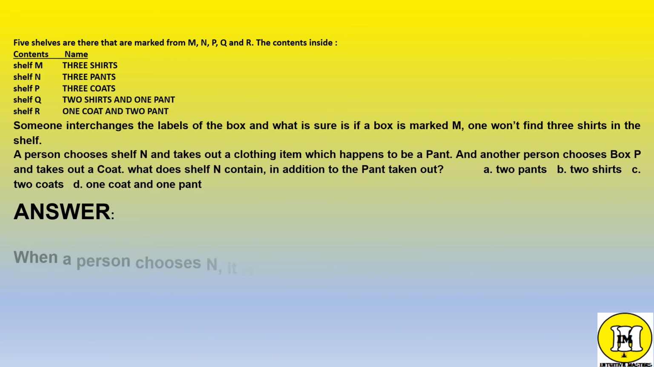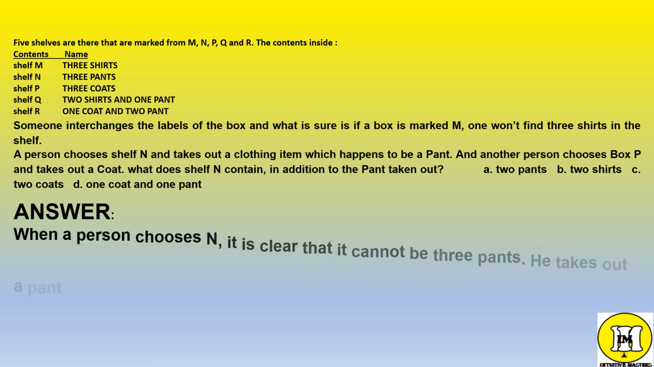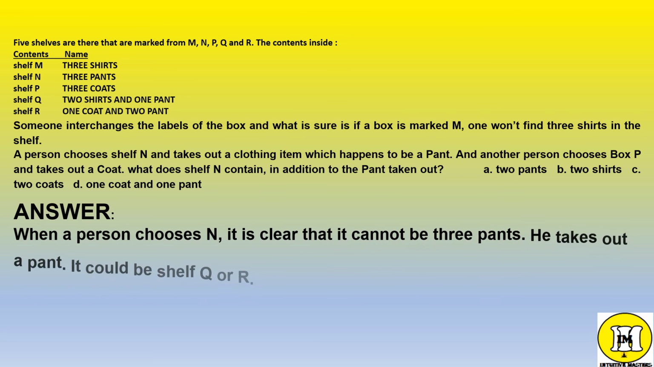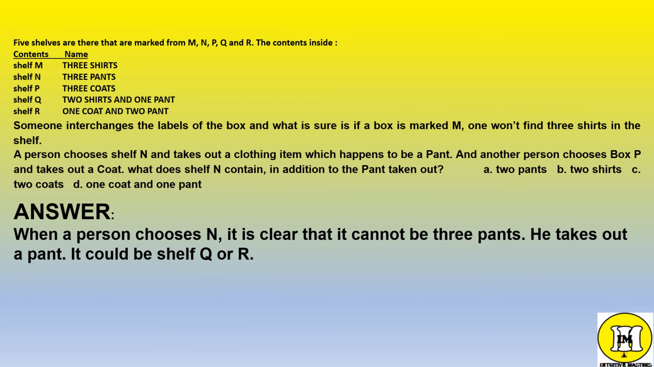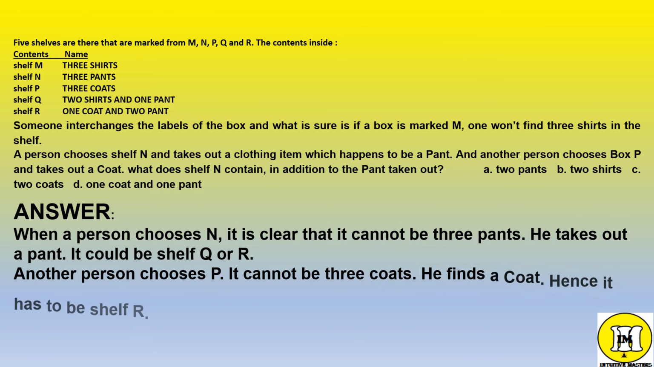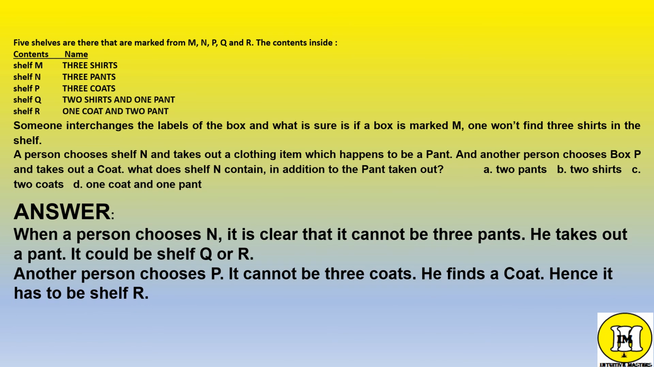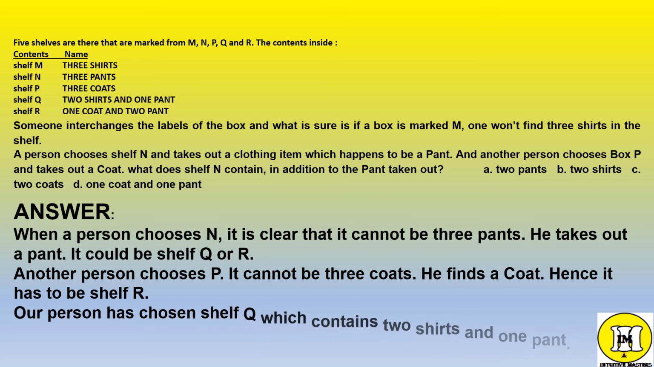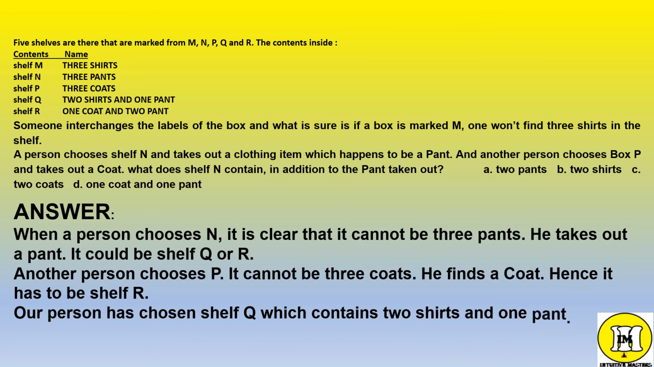When a person chooses N, it is clear that it cannot be 3 pants. He takes out a pant. It could be shelf Q or R. Another person chooses P. It cannot be 3 coats. He finds a coat. Hence it has to be shelf R. Our person has chosen shelf Q, which contains 2 shirts and 1 pant. Answer, B, 2 shirts.